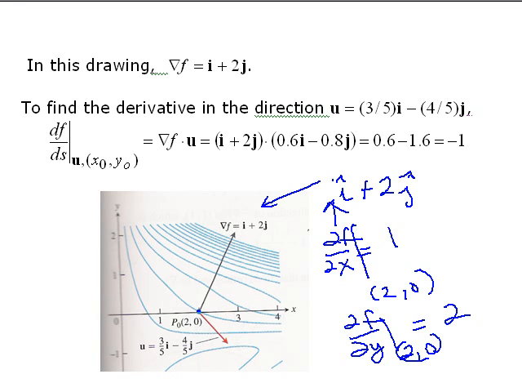Then we have another arbitrary direction, which was denoted u. This is a unit vector, and it's pointing in this direction. Now to find the derivative along that direction, you take the gradient vector and you take the dot product of that with this unit vector u in the direction you're interested in. Here's an example. You actually get -1. So along this direction the function is decreasing, but the rate of change is very small.